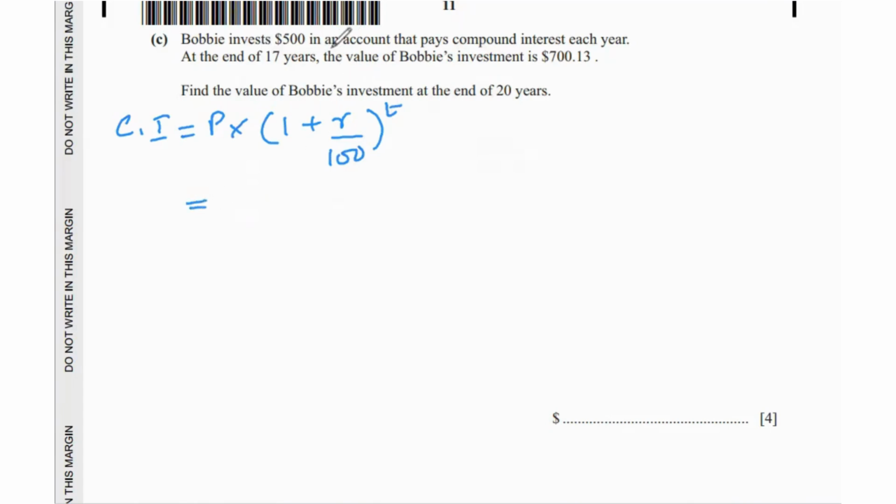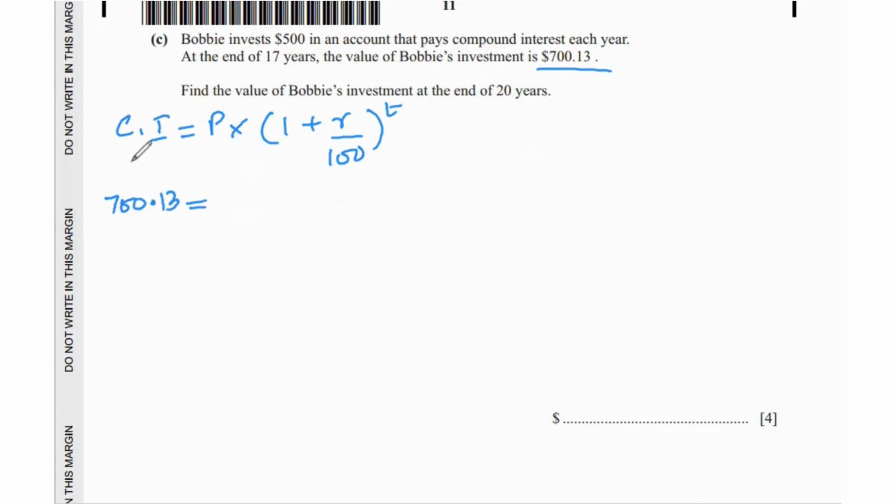He invested $500 in an account that pays compound interest each year. At the end of 17 years, his investment is 700.13. We have to find his investment at the end of 20 years. So using this, first we figure out the rate of interest, and then we will use that to find the value of investment after 20 years.